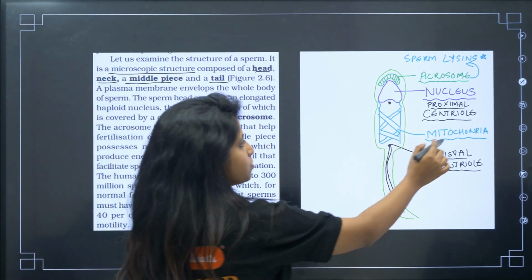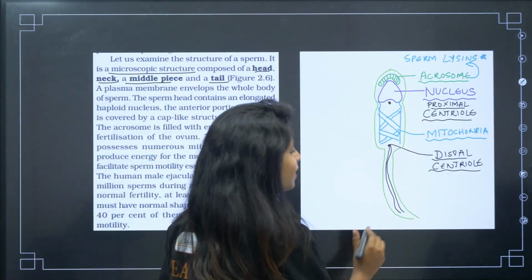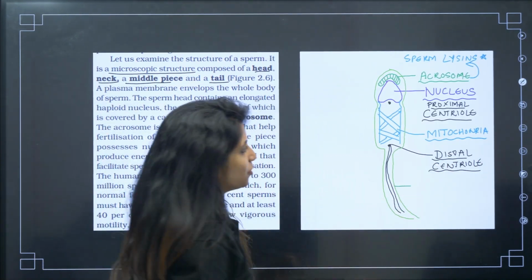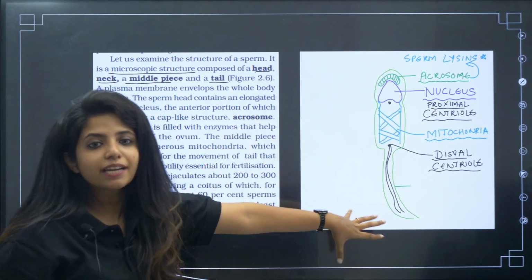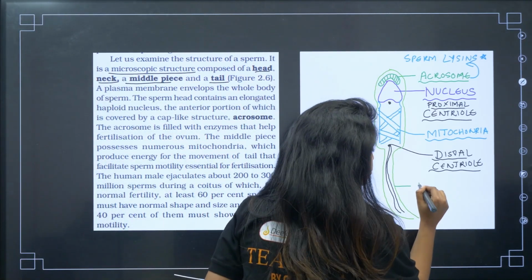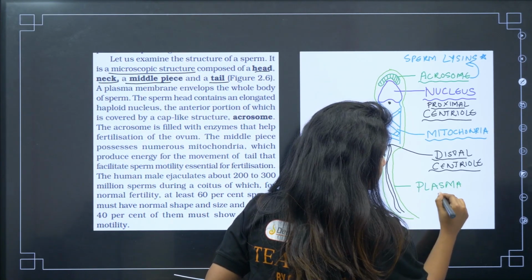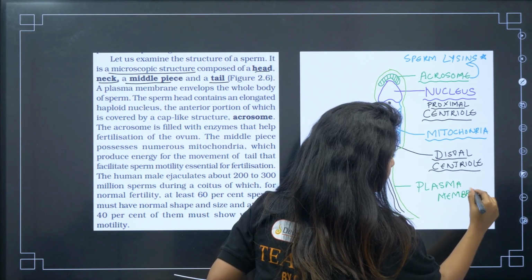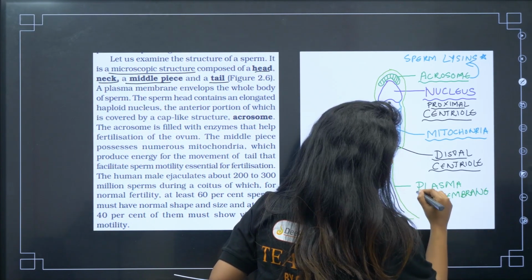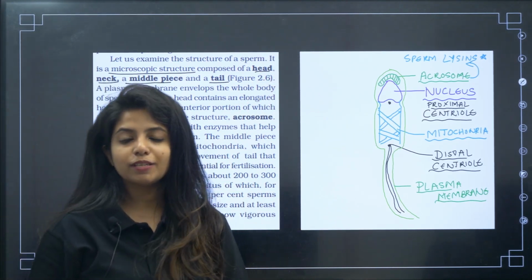Please do not judge my artistic skills with this thing. Obviously when you stand and draw, it becomes messed up a bit, or maybe a bit more. So this particular structure that you see over here, which covers the entire sperm, what do you call this? You call this the plasma membrane. Will you remember it? That this particular layer covers the whole sperm.